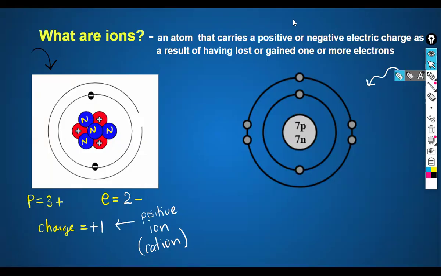That's a regular boring atom. And I can prove it, right? Look at this. How many protons does it have? 7 protons. So the protons are 7 positive. And how many electrons does it have? 1, 2, 3, 4, 5, 6, 7. So the amount of electrons is also 7. So positive 7 will cancel out negative 7.